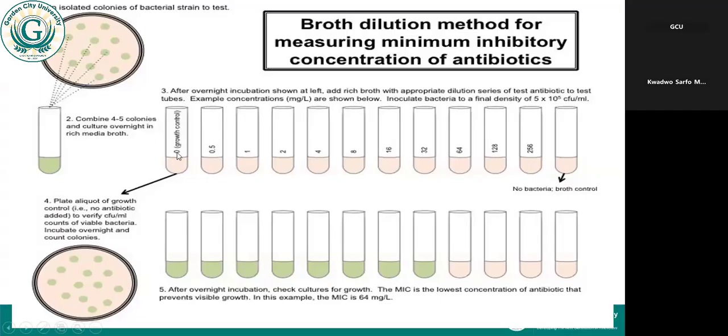So here there is no antibiotic, so 0. Here there is no bacteria. There is no antibiotic also here. Because there's no bacteria, there will be no growth here. That's why you are seeing this as red and not green. For this one, there is no antibiotic, but there is a microorganism, a bacterium. That's why you see green, a big growth.